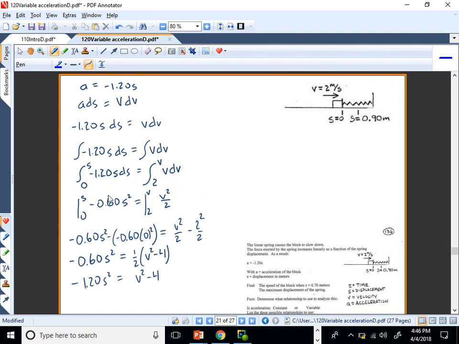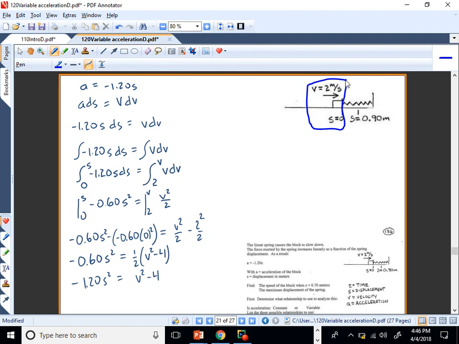So the limits of integration are 0 in S and 2 in V. And it's shown right here. I mean, there's going to be some place in the problem where it's stated directly. So when S is 0, V is 2, okay? So just be in the habit of watching that.